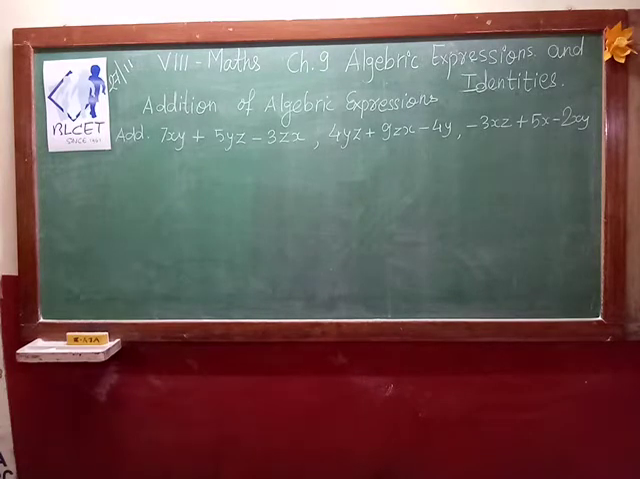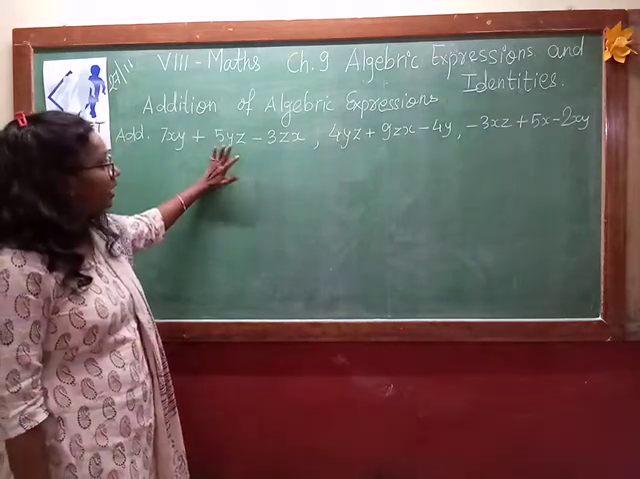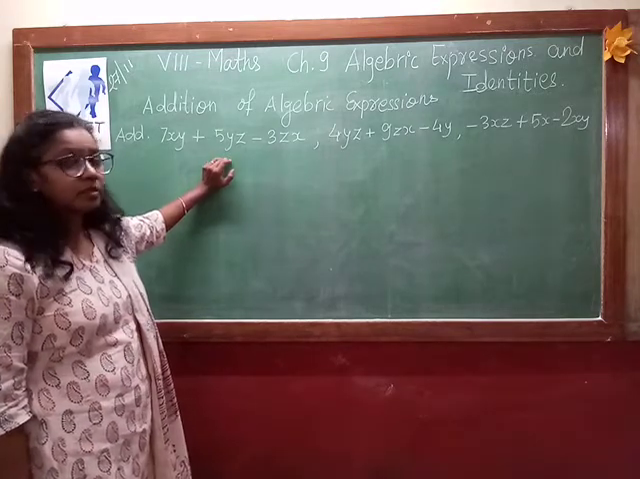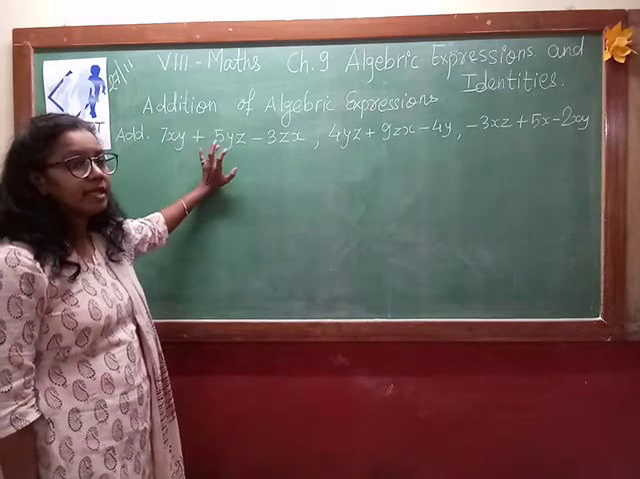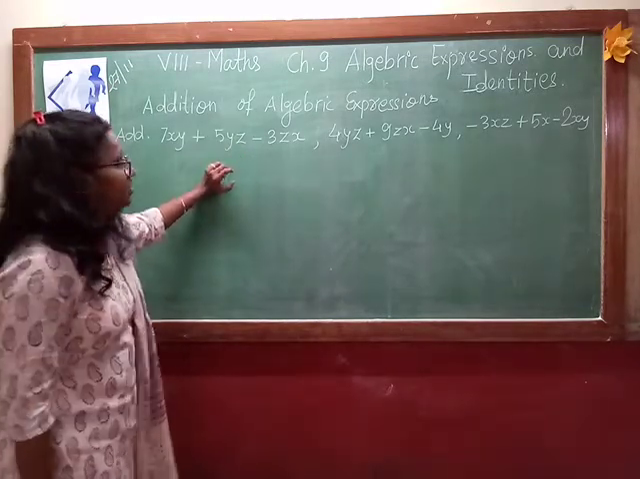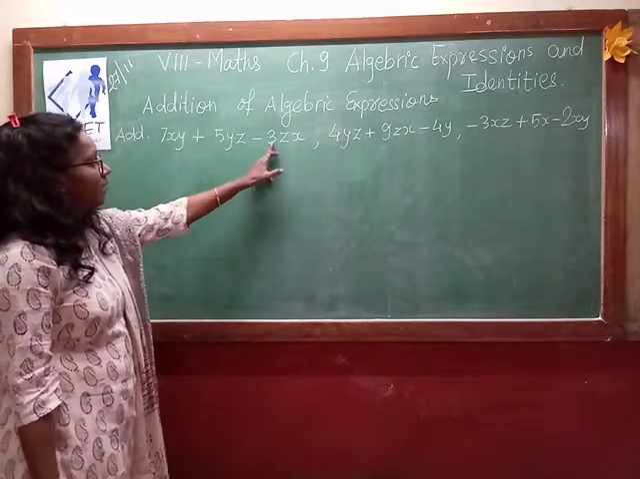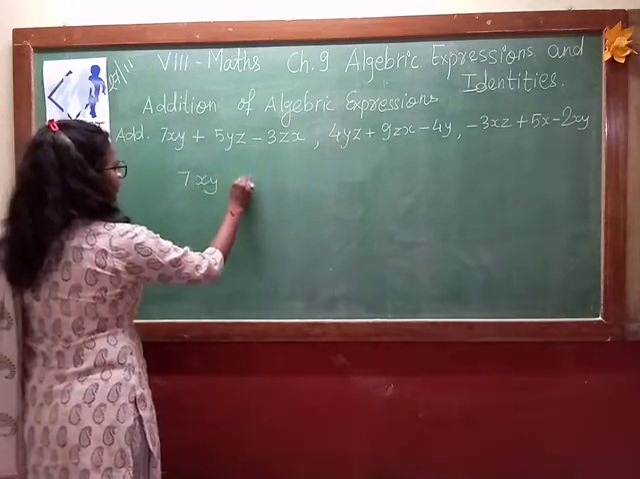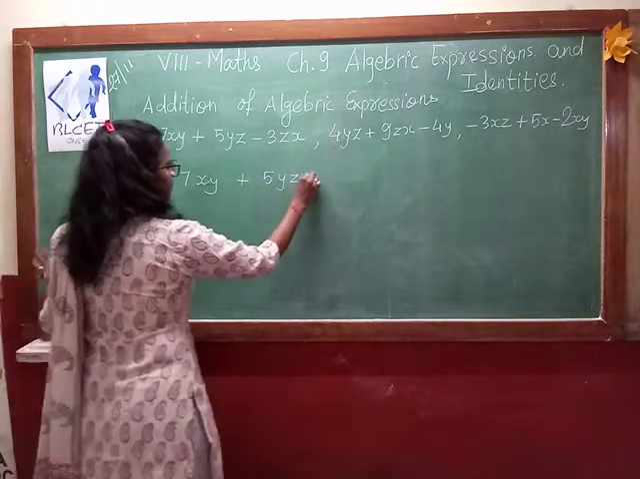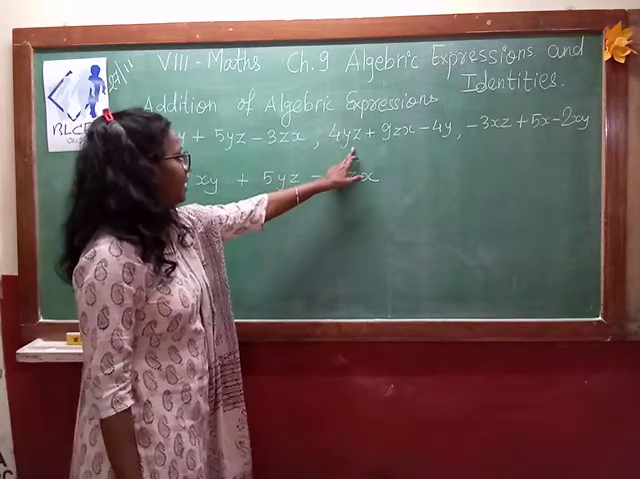Now consider this example. Here you have three algebraic expressions, and in each expression there are three terms. So here we have to consider the like terms first, and according to that we have to place the terms. So first we write these terms: 7xy plus 5yz minus 3zx. Then we keep 4yz.